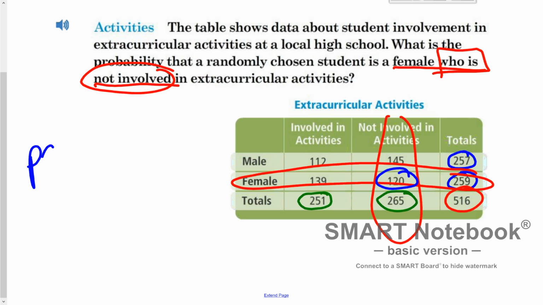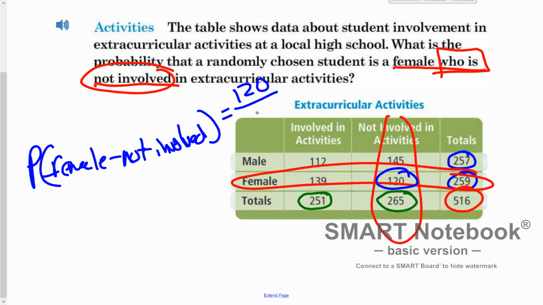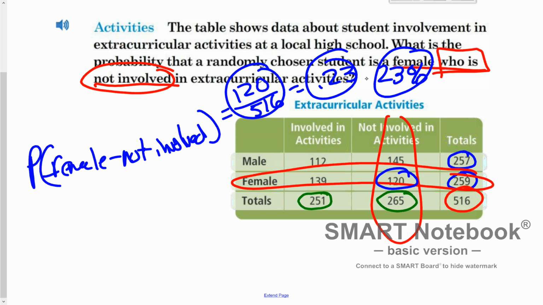So the probability of female and not involved would be 120 out of 516. That's about 0.23, so about 23%. You can leave it as a fraction, a decimal, or a percentage. So female who's not involved just limits who we're looking at, exactly, out of the grand total there.